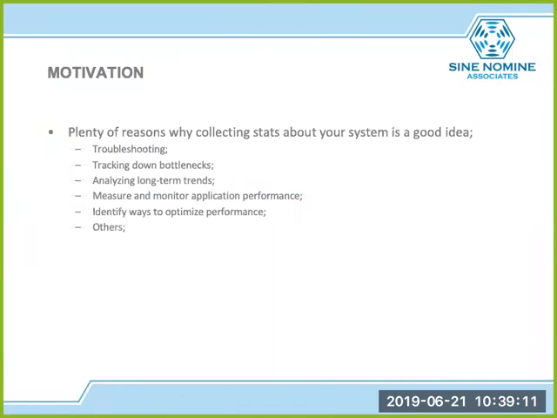So yeah, I don't want to spend that much time talking about the reasons why getting statistics in general is usually a very good idea. We have so many reasons to do that, and if you do that properly, that can help you with questions like what's broken and why. That can also help you to find bottlenecks.